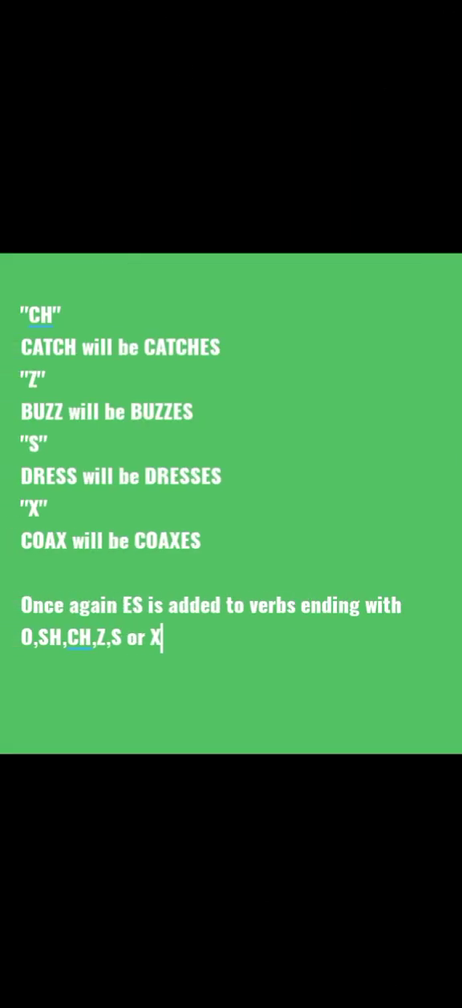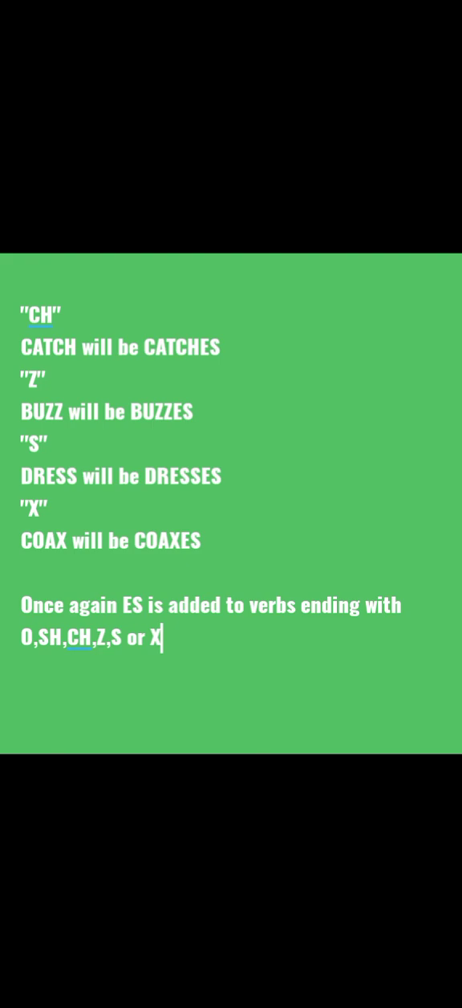Another reason we add es to verbs is when the verb ends with ch. The verb catch ends with ch. You add es to it to form the singular and it will give catches. Another reason we add es is to verbs that end with ss. The verb boss ends with ss. When you add es to it, it will give you bosses.